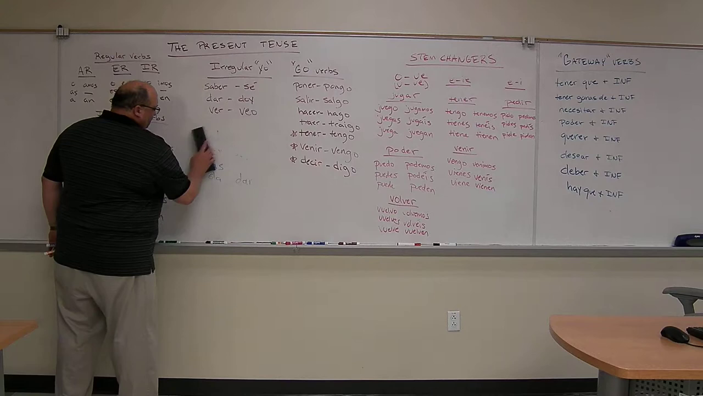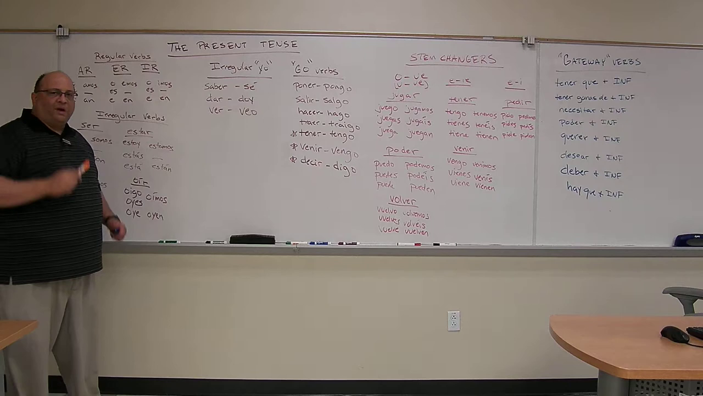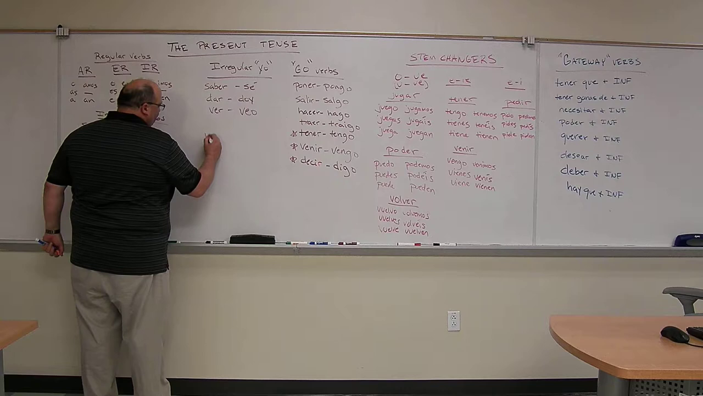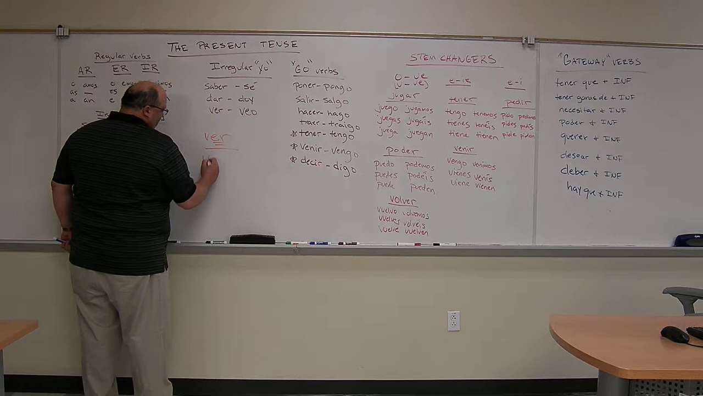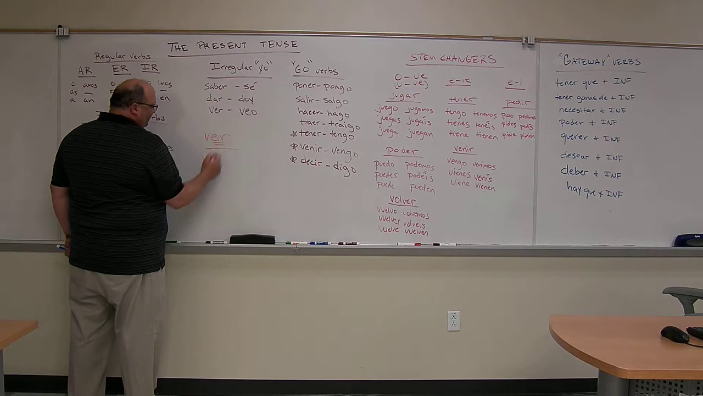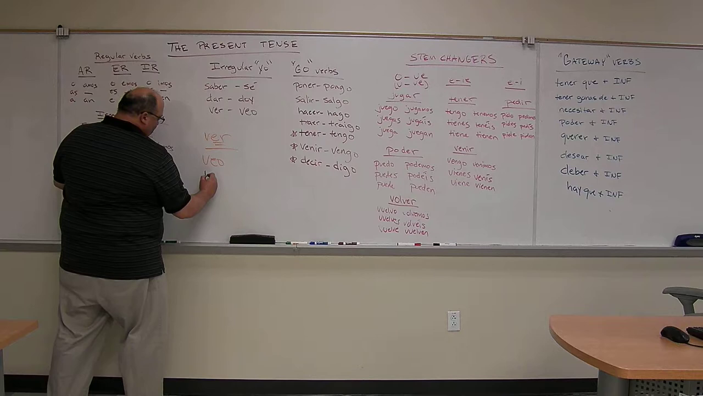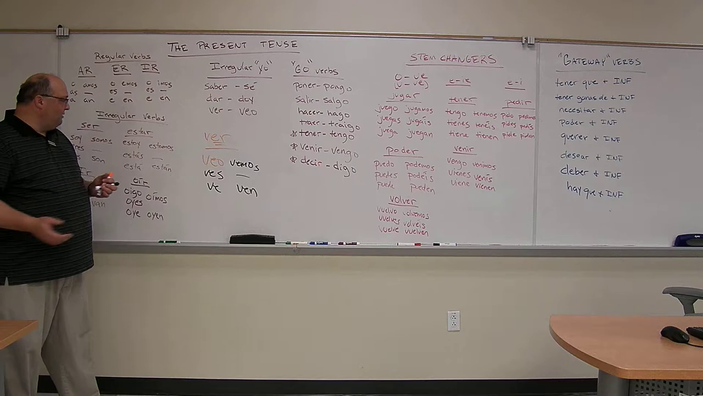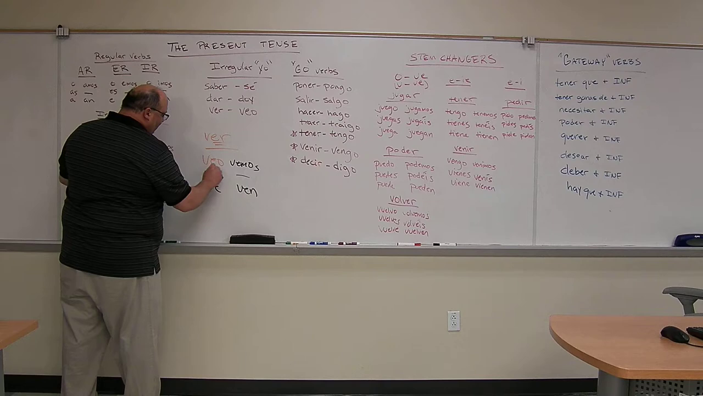Now, let's look at veo. Ver. Think about this one and say to yourselves, why is veo irregular? It doesn't look all that irregular. But if you break it down, we take the verb, we drop off that ER, and then we add on the O. Oh, that's where the irregularity is. It retains that E. Veo. But the rest of them, ves, ve, vemos, ven, will follow the regular ER verb pattern. This does retain that E, so it really doesn't look all that different, but it is, just because it keeps that E and normally it would drop it off.